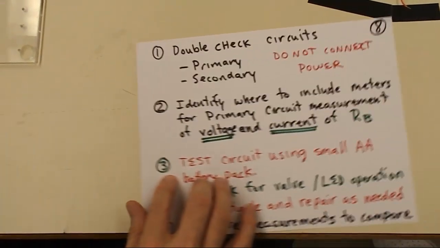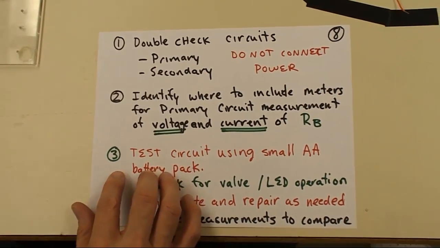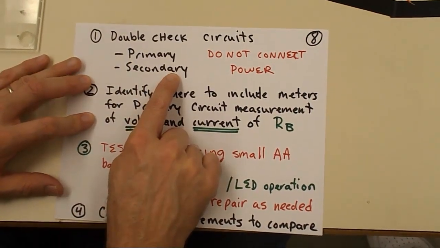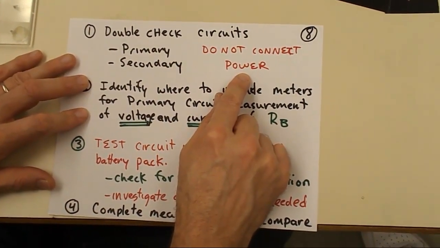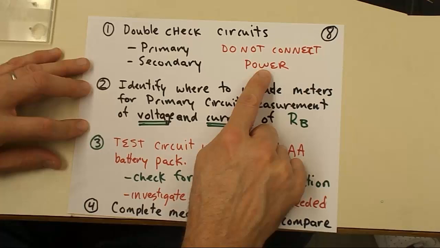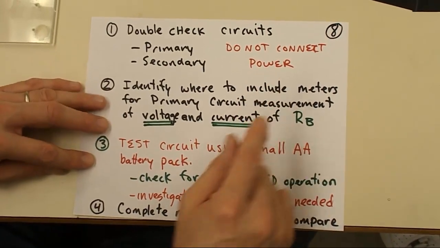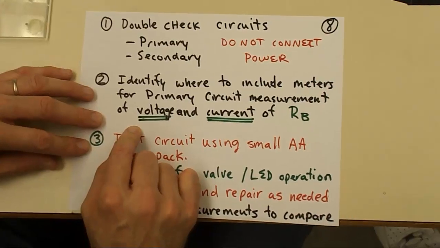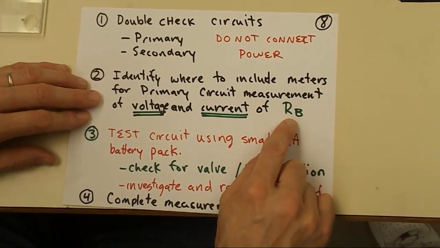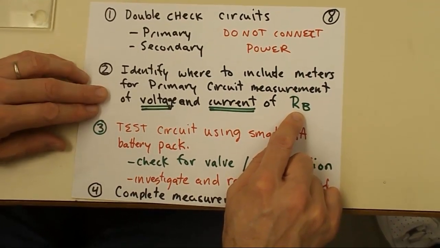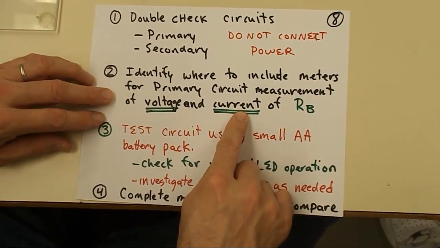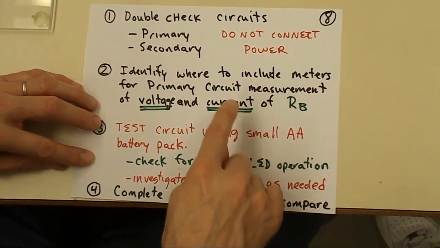We're going to do one more thing here to kind of test what we've set up. First we want to double check it, so go through and have your partners double check both the primary and the secondary circuits. Don't connect the power yet. And when you're all confident that you've got it, you should probably have it checked by your peer mentor or your instructor before you go ahead with this. You should also, while you're doing that, identify where to include the meters. Because remember, we need to double check that we've limited the current of RB on the primary circuit. This is specifically for the primary circuit. So how are you going to measure the voltage of RB and the current passing through it? That's the measurement you'll need to take.